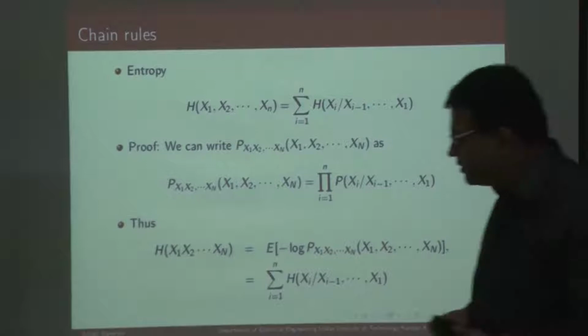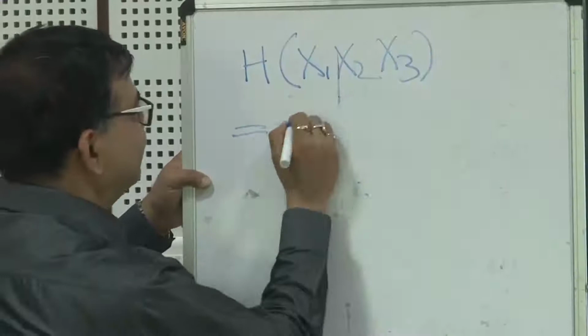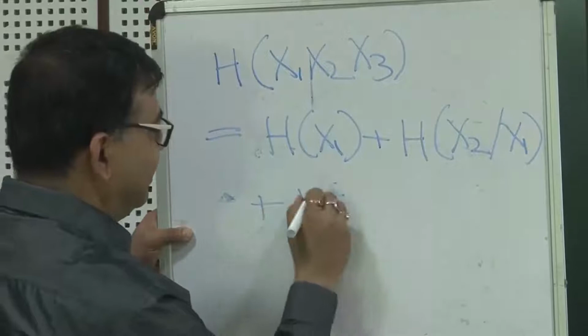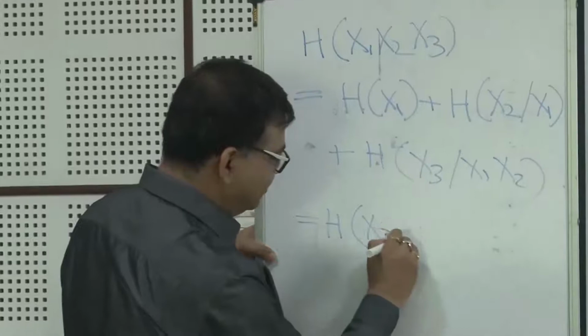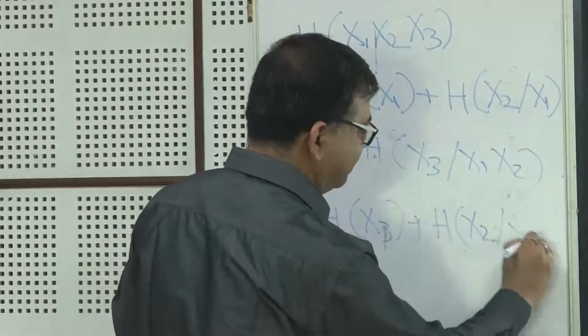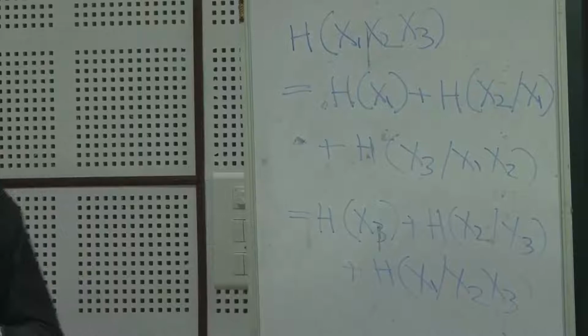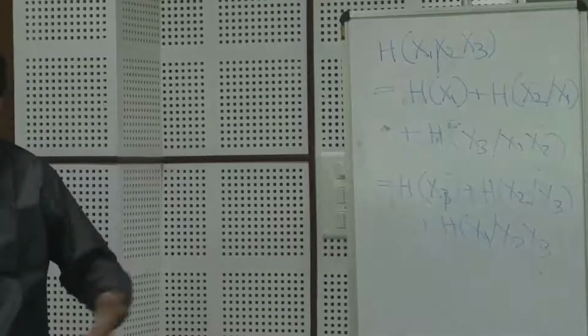So for example, if I ask you to write H of X1, X2, X3, you can write it as H of X1 plus H of X2 given X1 plus H of X3 given X1, X2. You can write it multiple ways. I can write this as H of X3 plus H of X2 given X3 plus H of X1 given X2, X3. Like that you can write it in many different ways. But this is a very useful result. You will see that we are going to use this chain rule again and again in proving many of the results. So you have to understand it, and as I said, this can be applied in multiple ways.